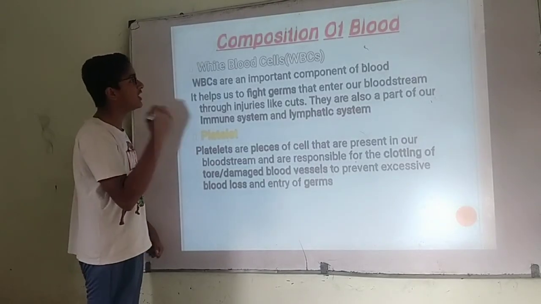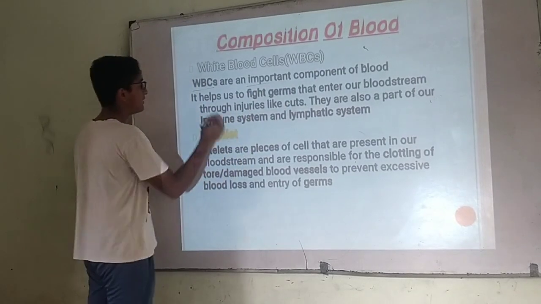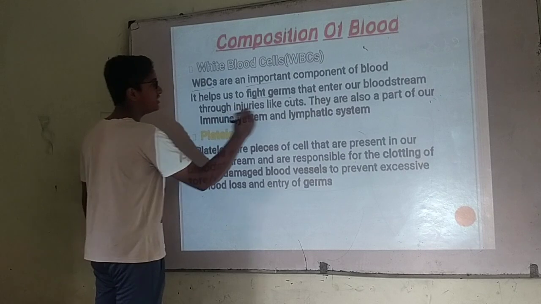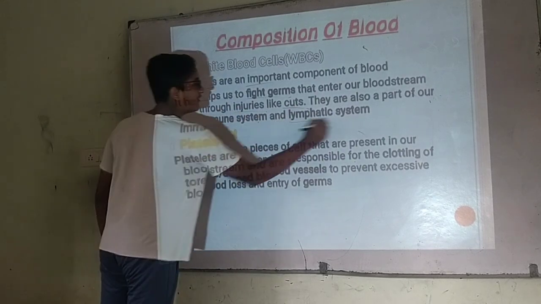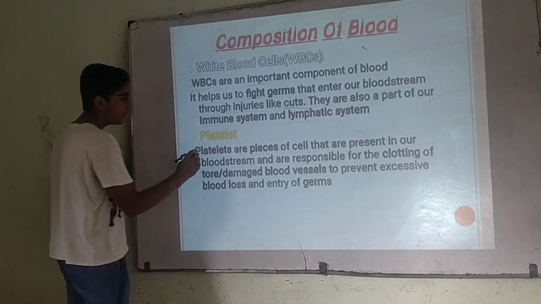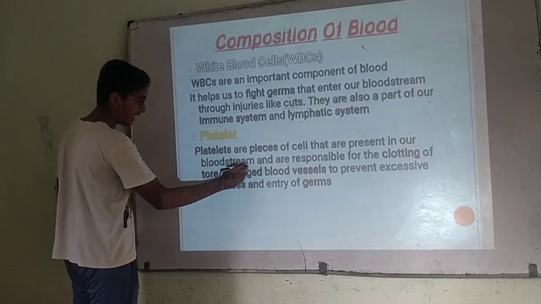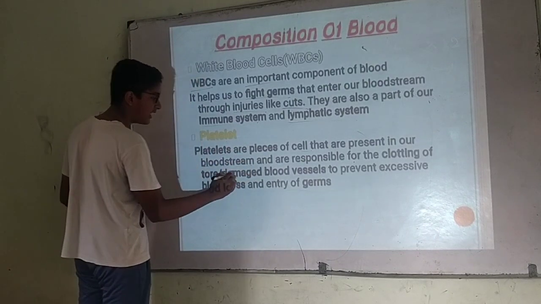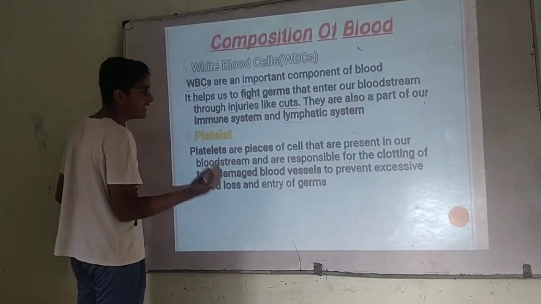White blood cells or WBCs. WBCs are an important component of blood. They help us to fight germs that enter our bloodstream through injuries like cuts. They are also part of our immune system and lymphatic system. Platelets. Platelets are pieces of cells that are present in our bloodstream and are responsible for the clotting of torn or damaged blood vessels to prevent excessive blood loss and entry of germs.